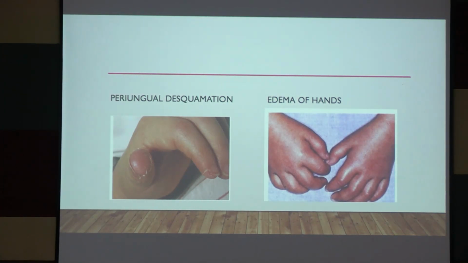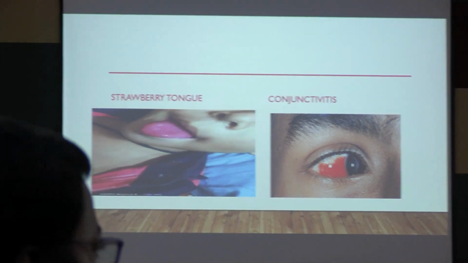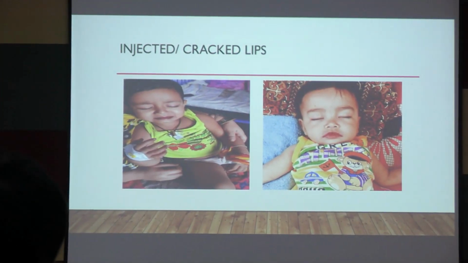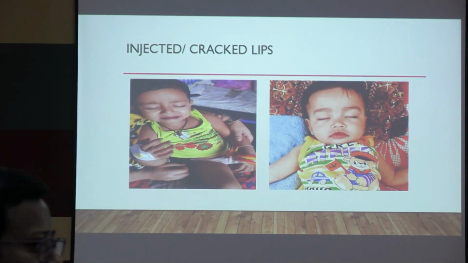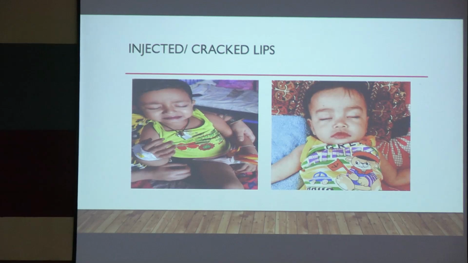Again, this is the edema of hands. Now this is important, strawberry tongue and conjunctivitis. This is not hemorrhage, not conjunctival hemorrhage, this is conjunctivitis. Strawberry tongue means a congested and reddened tongue. It will look much redder than a normal tongue. This is another, cracked, injected lips, lips that look chapped and look much worse. I don't know if you can see from here, but look at the lips, both of these children's lips look redder than normal.